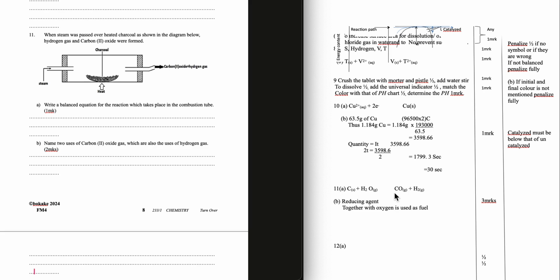Name two uses of hydrogen gas. Reducing agent, and together with oxygen it is used as fuel.